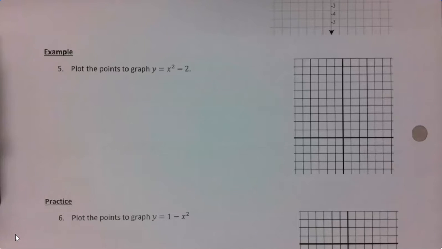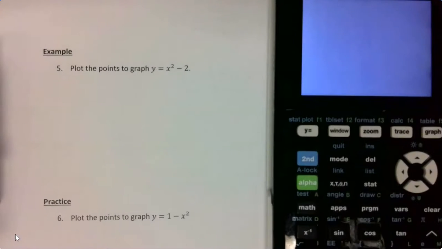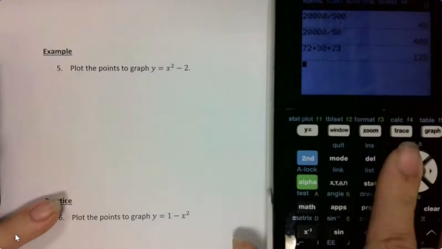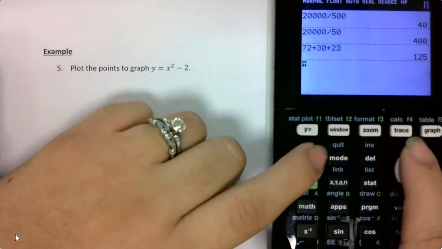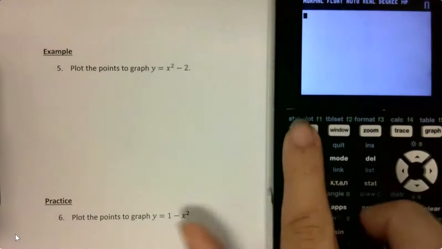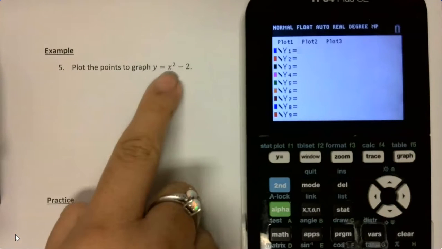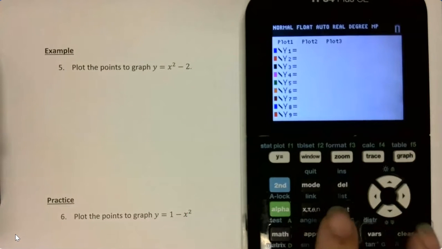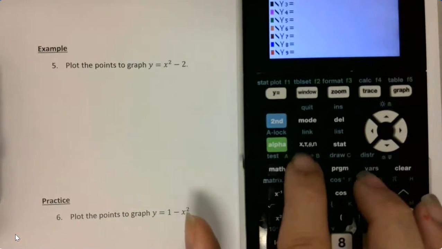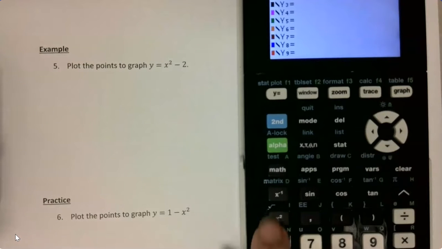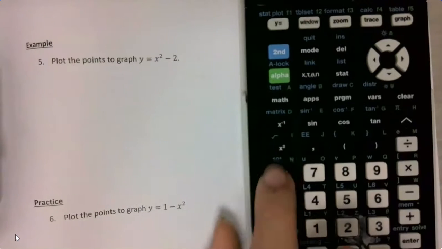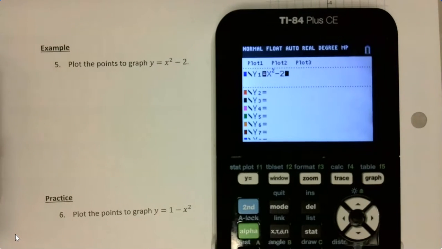So for the last one, in order to plot the points on this graph, I am going to use the calculator to do it. What I want to do is go to y equals, and then type in my equation. To get the x, it's next to the green alpha button. The squared button is diagonal from the 7. And then I want to do -2.